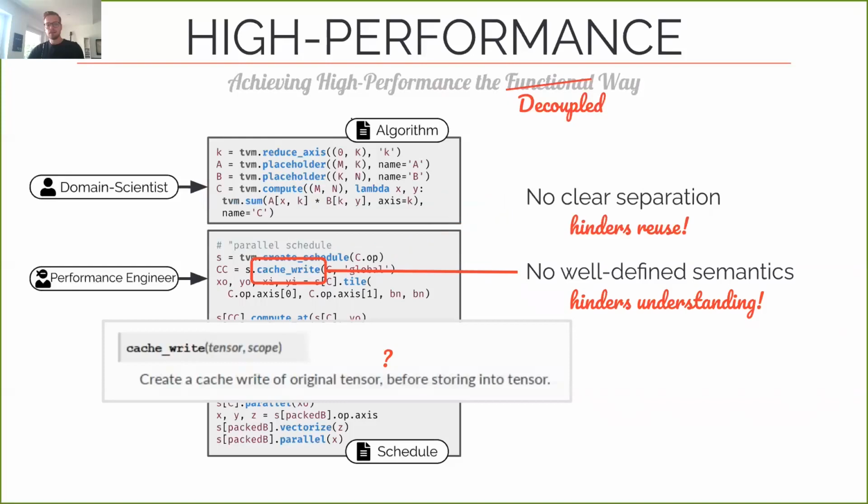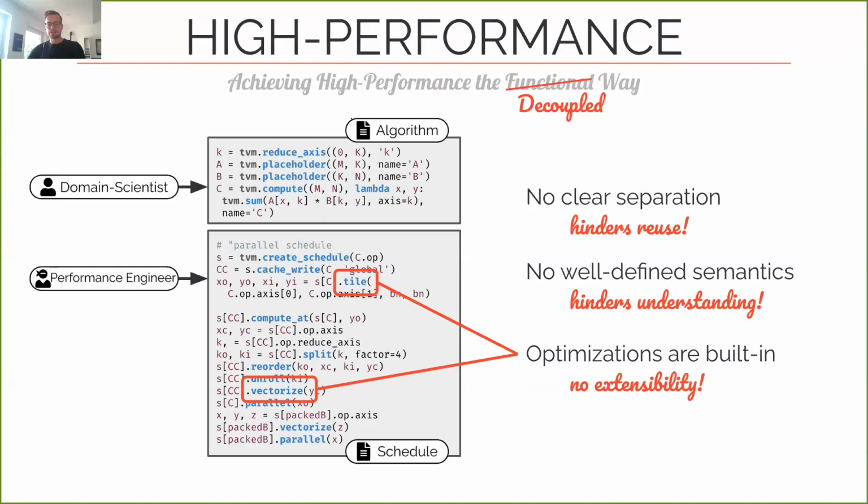The next problem is that there is no well-defined semantics for the scheduling primitives. There is only documentation online, and for some primitives, this is quite cryptic and basically requires knowledge of how the compiler internally implements the scheduling primitives. And finally, all scheduling primitives are built in, which makes them hard to extend. Typically every primitive like tile or vectorize represents a common optimization you might want to apply, but as soon as you need something slightly different, you're in trouble because there's no easy way to extend the set of exposed optimizations besides digging deep into the implementation of the compiler itself.